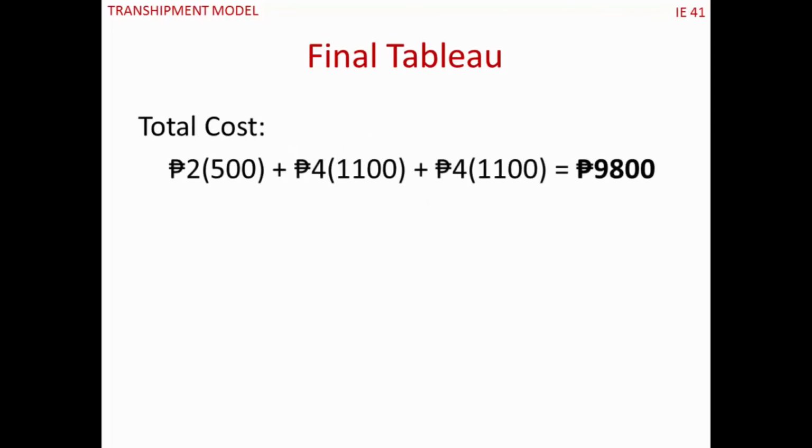Total cost for shipping is equal to 2 times 500 pesos plus 4 times 1,100 pesos plus 4 times 1,100 pesos, which is equal to 9,800 pesos.